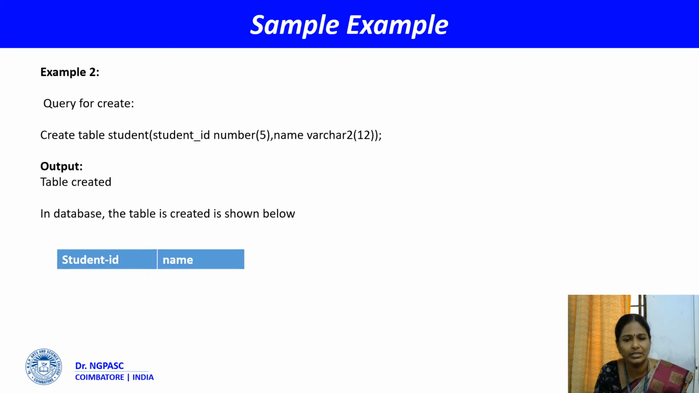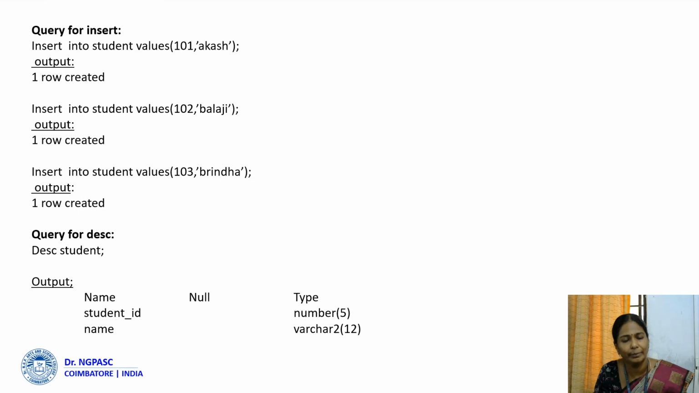Next, you move to the sample examples. First of all, create a table called student. Here you create two column fields: student ID and name. After creating the table, you insert the particular values into the table by using the insert query. How many insert statements do you have to use? Three insert statements, so three records will be inserted into the table. The first value is 101 Akash, the second 102 Balaji, the third 103 Brinda.